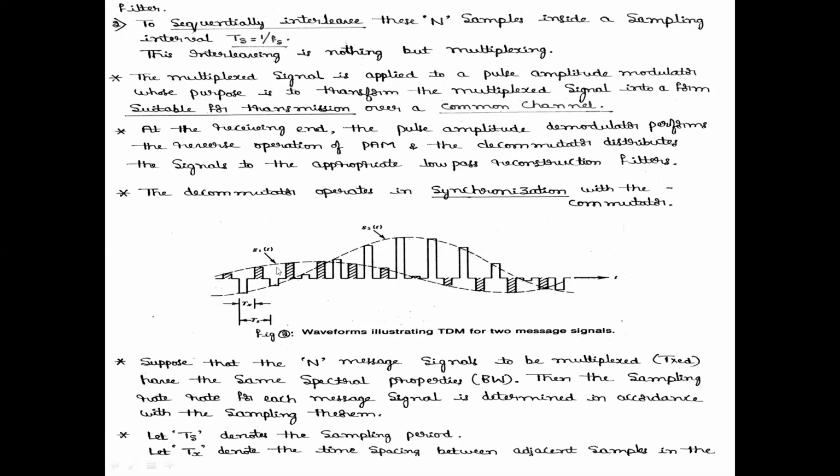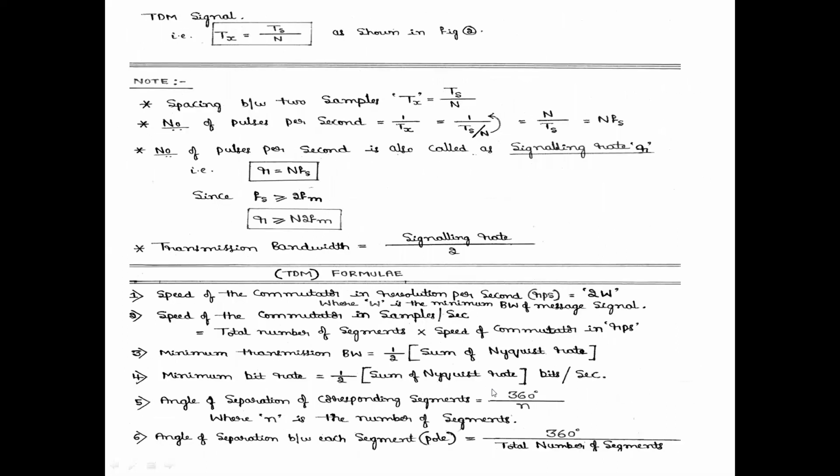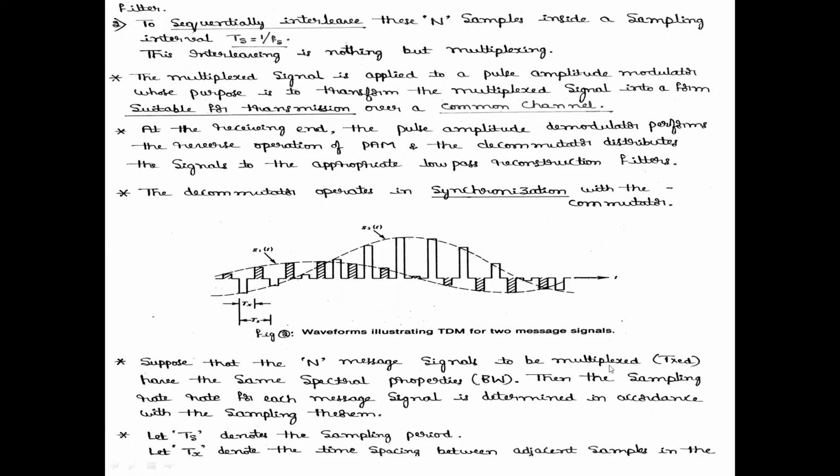Here g1(t) corresponds to one signal, and g2(t) corresponds to another signal. You can observe g1(t), g2(t) alternately. Suppose that the n message signals to be multiplexed have the same spectral properties, meaning the same bandwidth. Then the sampling rate for each message signal is determined in accordance with the sampling theorem.